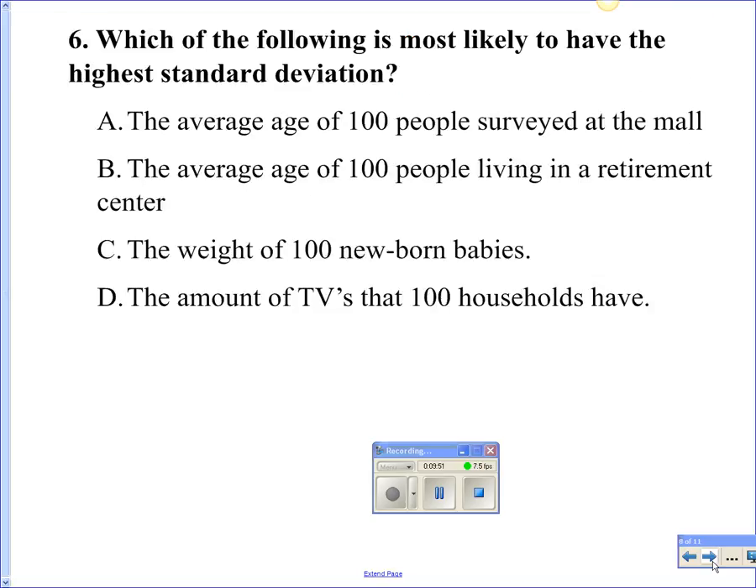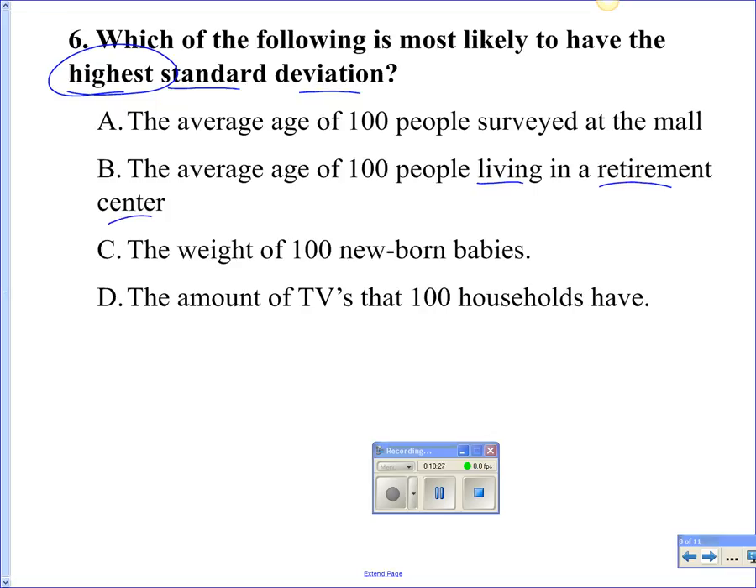All right, number 6, which of the following is most likely to have the highest standard deviation? Again, standard deviation is the spread or the variety. So A says the average age of 100 people surveyed at a mall. Well, you've got the old people who go to the mall to walk in their tennis shoes, and you've got people who bring their babies. So we'll see. That one seems like it might have a lot of variety. B, the average age of 100 people living in a retirement center. Well, if you're living in a retirement center, you're probably going to be old.